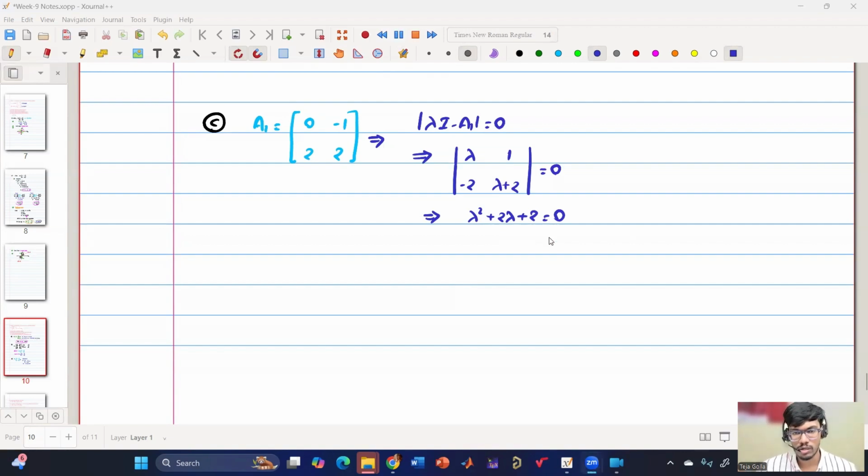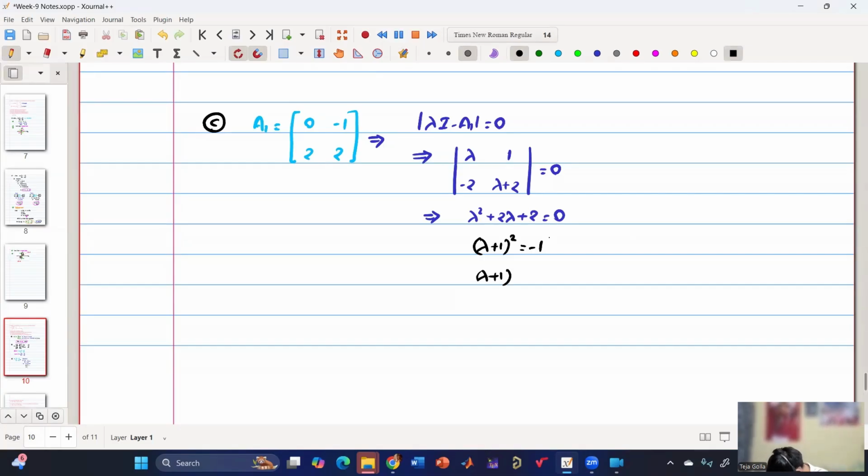So if you solve for it, we get (λ plus 1) whole square equal to -1. So (λ plus 1) whole square equal to i square. So λ is nothing but -1 plus or minus i. That implies λ1 equal to -1 plus i, λ2 equal to -1 minus i. Is this clear?